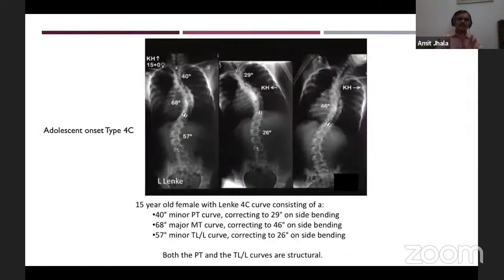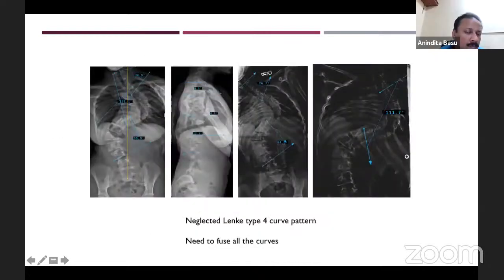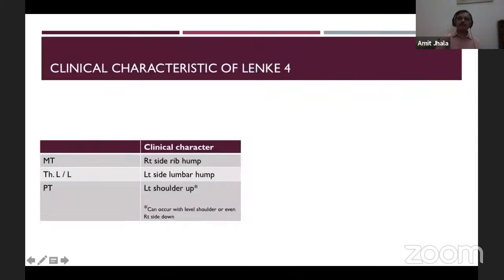So this is an adolescent type 4C, which is very well balanced. You can see 40, 68, and 57, and this is a primary adolescent type 4C. But this is very rare to see. What we see so many times are neglected ones which have progressed, and you can see a 120-degree curve of the main thoracic, 95 of the thoracolumbar, and 34 of the proximal thoracic. So these are the difficult curves once you have these neglected curves, and this is what we are going to face. And you need to fuse all the curves. There is no way that you can leave any of these curves.